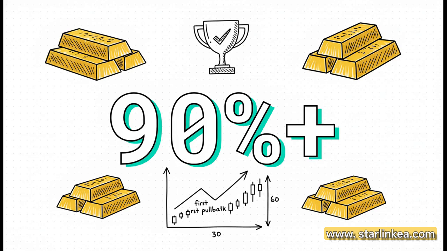And here's the most incredible part. According to the source material, when you combine this first pullback strategy with really strict risk management, we're talking a 30-point stop loss and a 60-point take profit, it has a claimed accuracy rate of over 90%. Now look, that is a massive claim, but it just goes to show you the potential power of being disciplined and waiting for these very specific, high-probability setups.